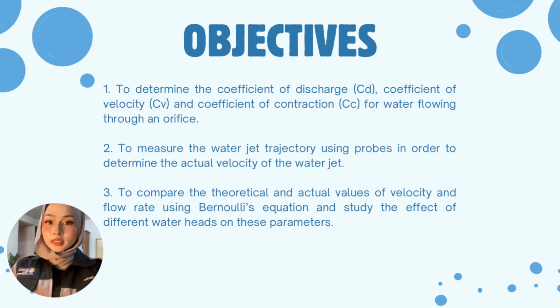Next, for the objective: first, to determine the coefficient of discharge, CD, coefficient of velocity, CV, and coefficient of contraction, CC, for water flowing through an orifice. Second, to measure the water jet trajectory using a probe in order to determine the actual velocity of the water jet. Third, to compare the theoretical and actual values of velocity and flow rate using the Bernoulli equation and study the effect of different water heads on these parameters.